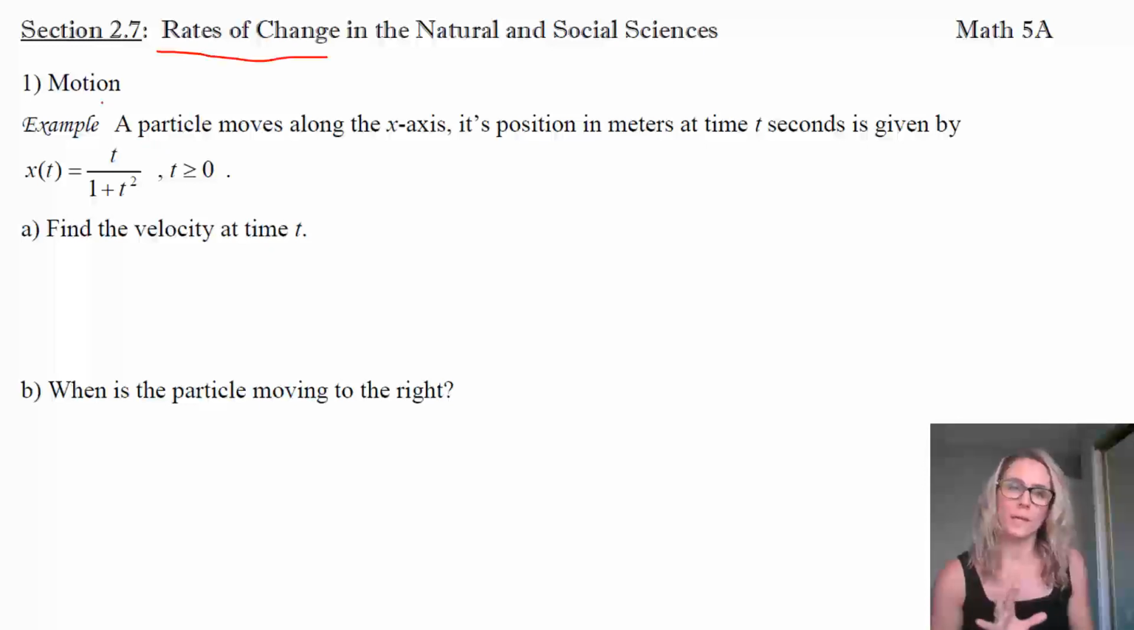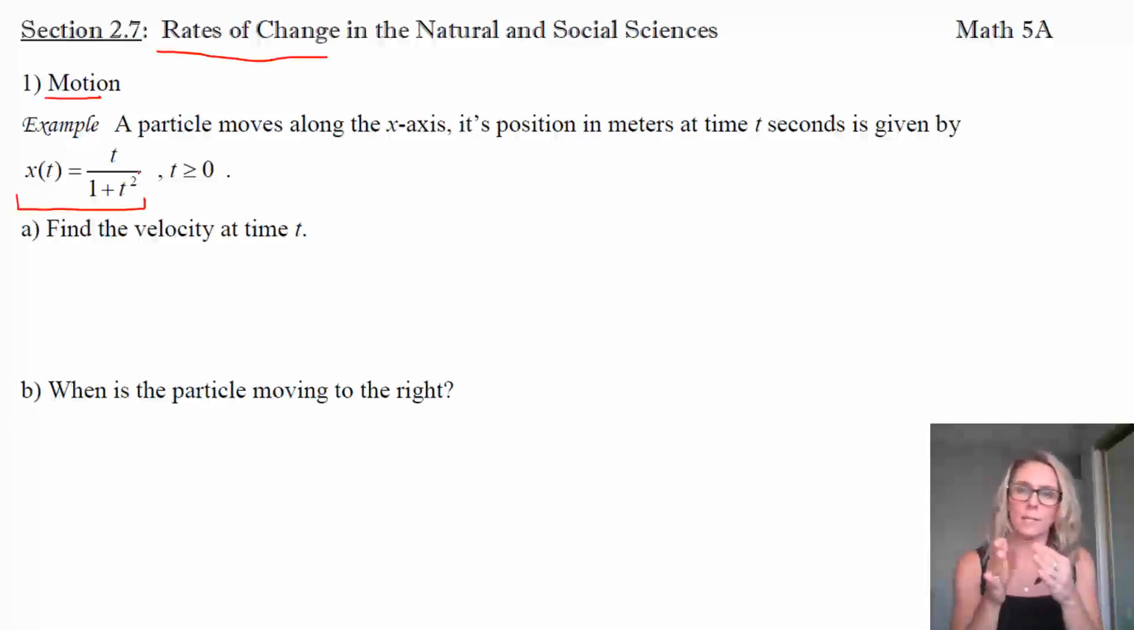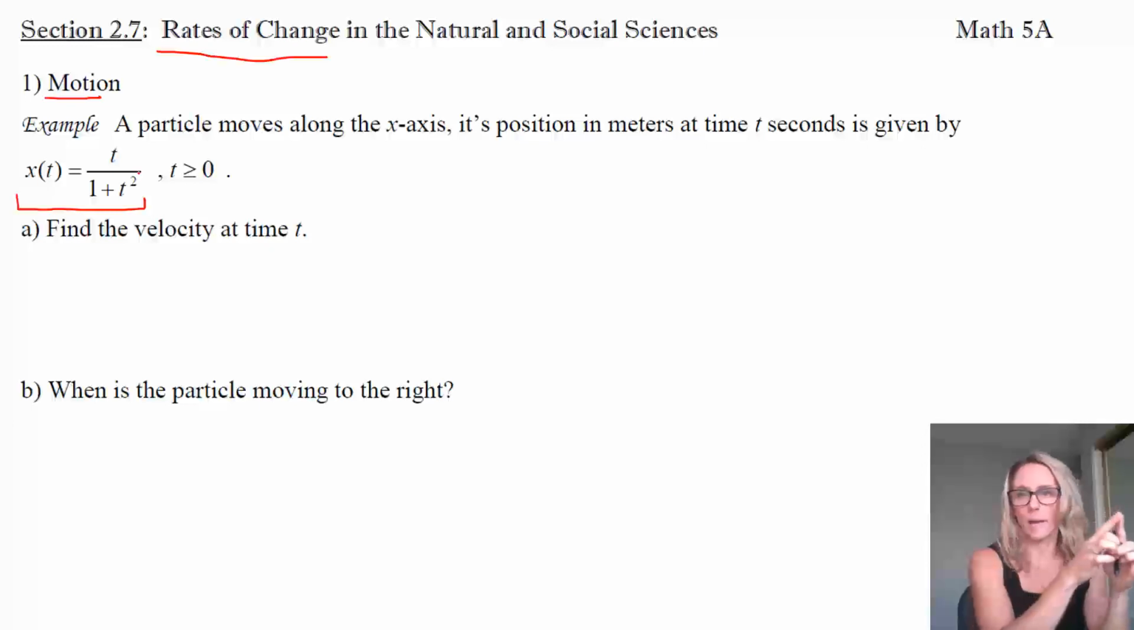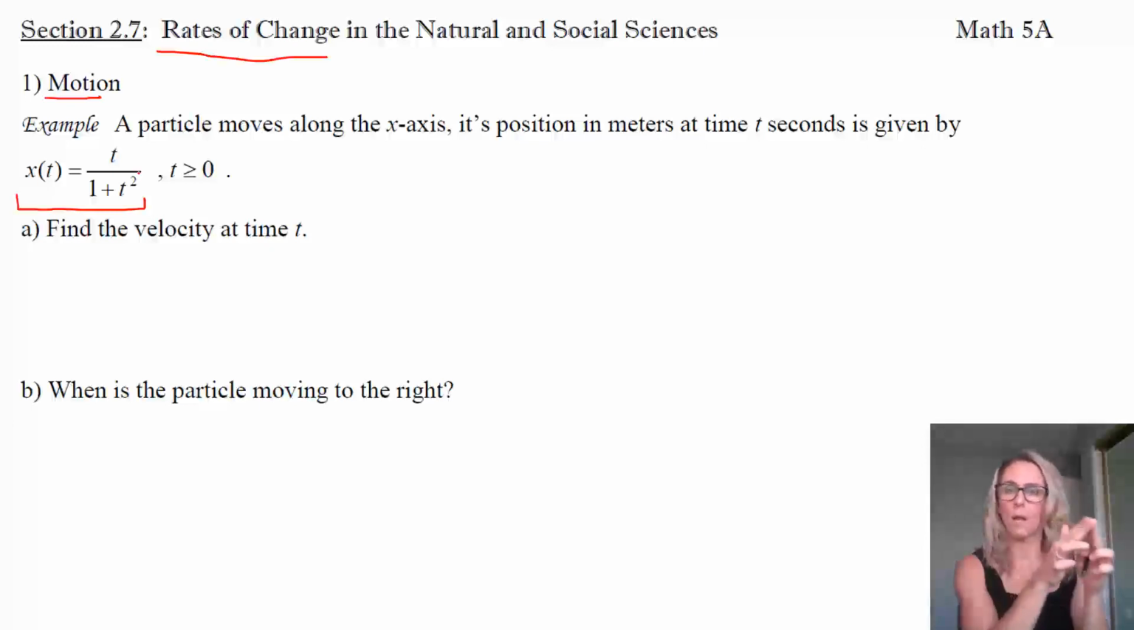So the first example is the idea of motion. Motion can often be modeled by a function. So that's what you're seeing here. Notice it says a particle moves along the x-axis. Its position in meters at time t seconds is given by this function, x of t, a rational function. If it's a particle, it could move along the x-axis, it could go here, it could go back, it could do a couple different things. In this real world capacity, the particle could go back and forth, and it could go at different speeds.